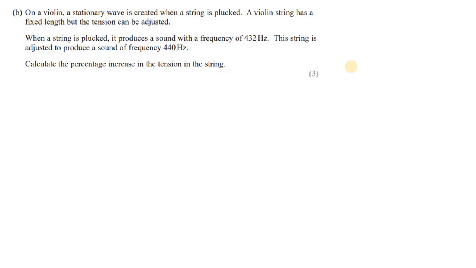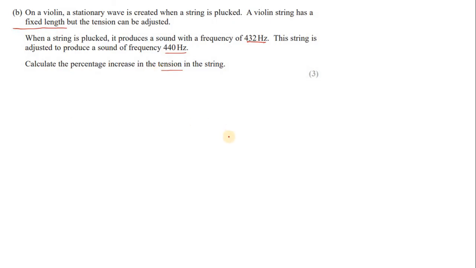On a violin, a stationary wave is created when a string is plucked. The violin string has a fixed length, but the tension can be adjusted. Fixed length. When the string is plucked, it produces a sound with frequency of 432 Hz. This string is adjusted to produce a sound of frequency 440 Hz. Calculate the percentage increase in the tension in this string.